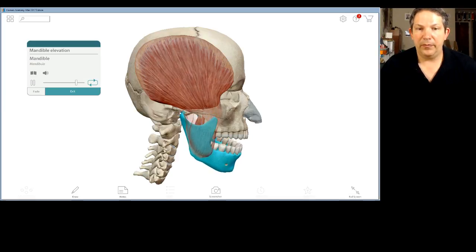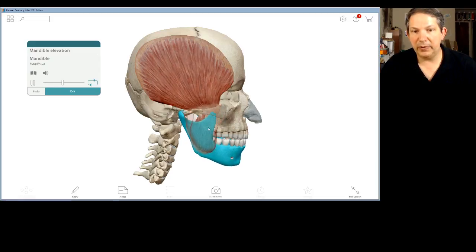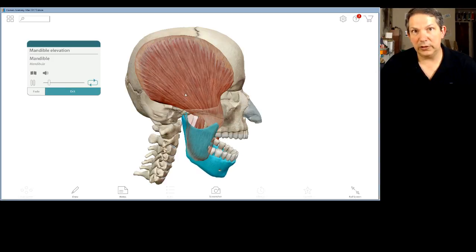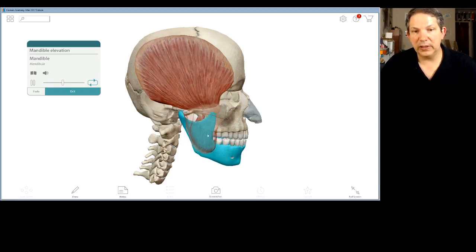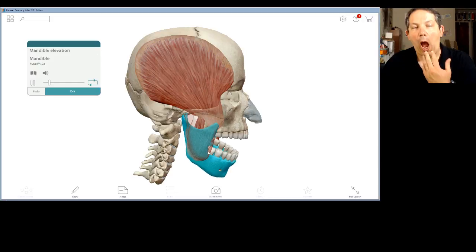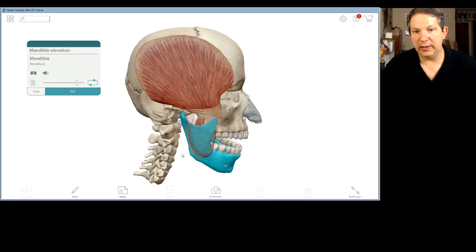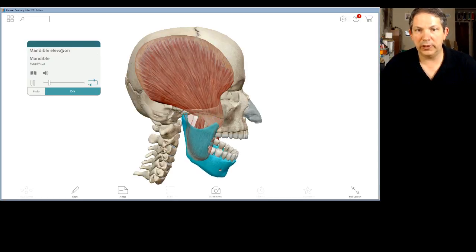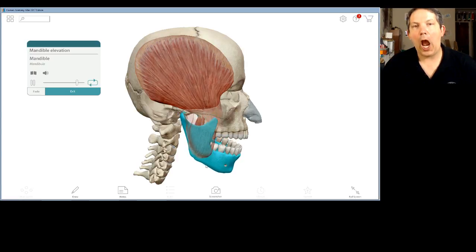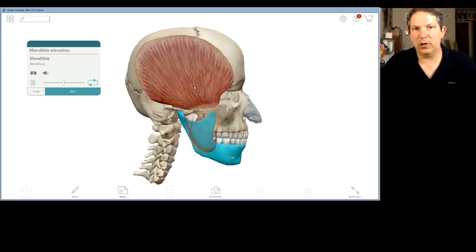So here, as the mouth's opening, this muscle is simply relaxing. Same thing with the masseter. The masseter and temporalis muscles are synergistic to each other. They work together. So these are synergists, not antagonists. And you say, well, what about the opening of the mouth? What's doing that? Well, we're actually not seeing those muscles in this view. This view is focused solely on elevation. So as these muscles contract, they elevate, they close the mouth.